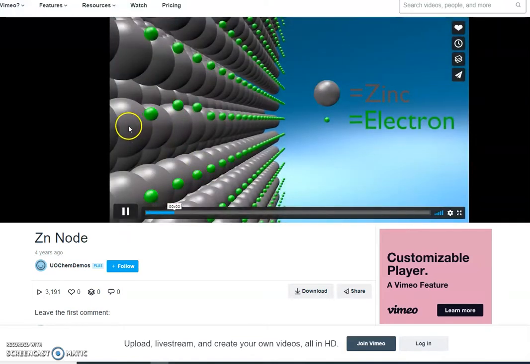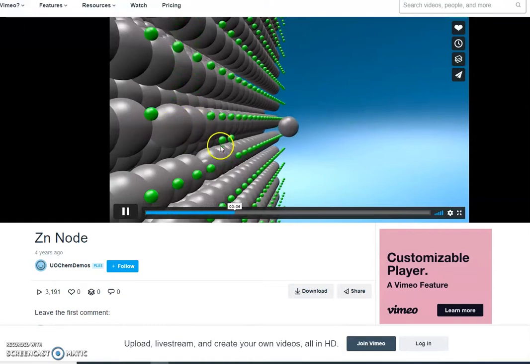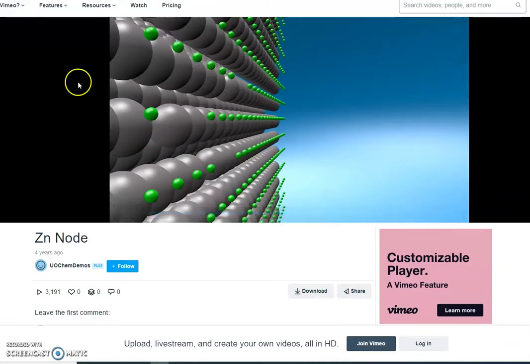There's your solid, your zinc metal with its electrons. It's going to spit those 2 electrons out. That's going to end up going on the wire, which is going to make its way to the copper, and I've spit out the Zn2+ cation.